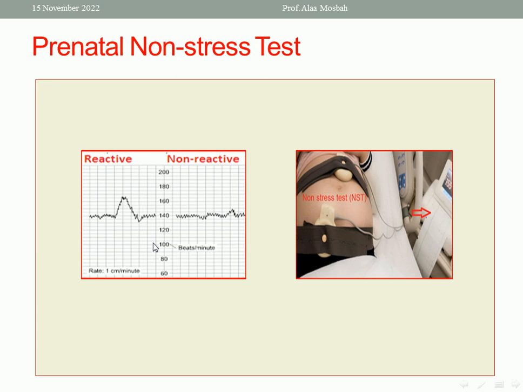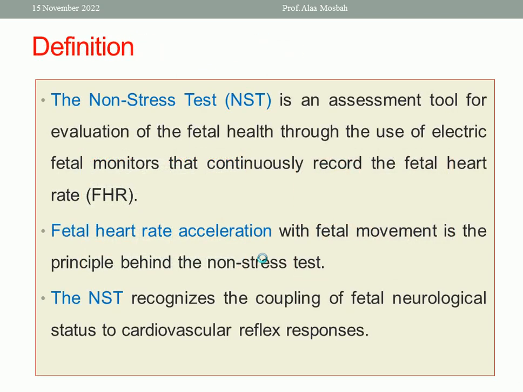So if there is deceleration, whatever the type, also the beat to beat variability is important, and if it is decreased or absent. So there are many items I can check during a non-stress test.